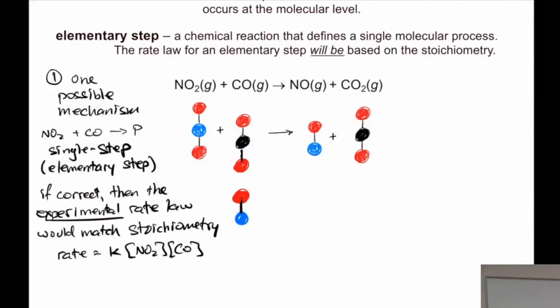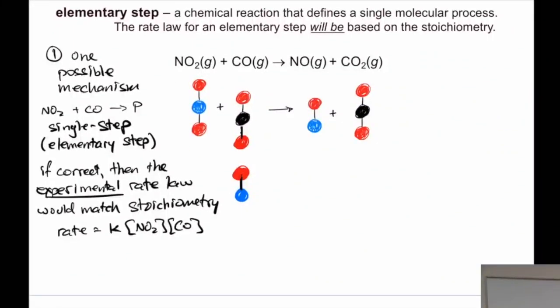Any single step that we propose, we're now going to call an elementary step. And if the elementary step is the actual mechanism, then it will match the experimentally derived rate law if we just look at the stoichiometry of the elementary step. So let's say this, as written, is an elementary step, a one-step thing. If that's the actual mechanism, then we would predict that when we did the experiment, we would find k is equal to the NO2 concentration raised to the first power, because there's a 1 here, times CO raised to the first power. We already did that, right? This is a perfectly reasonable hypothesis, right?